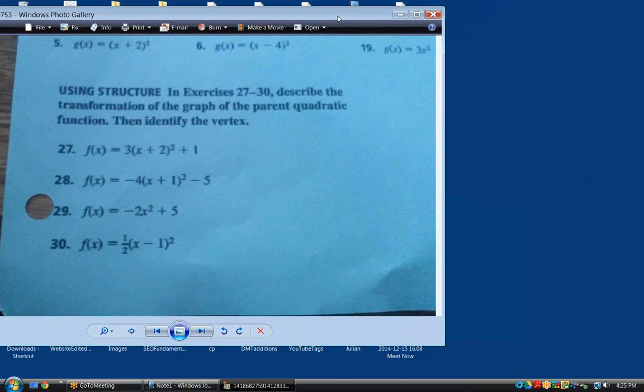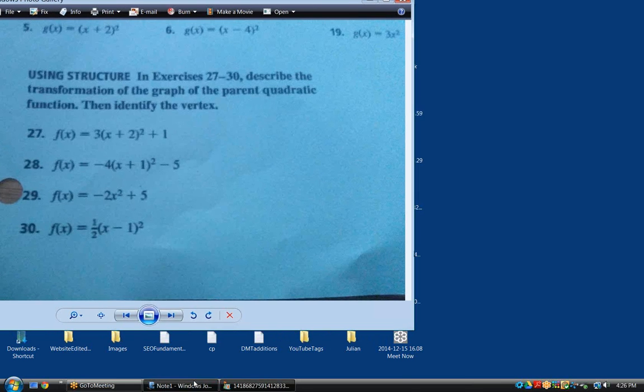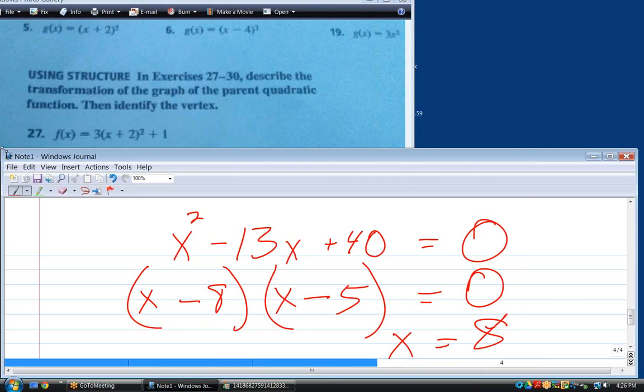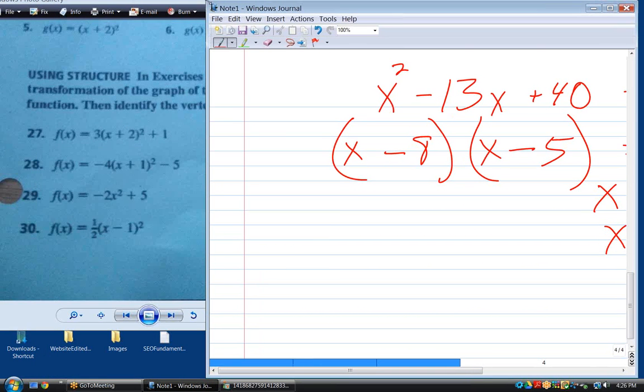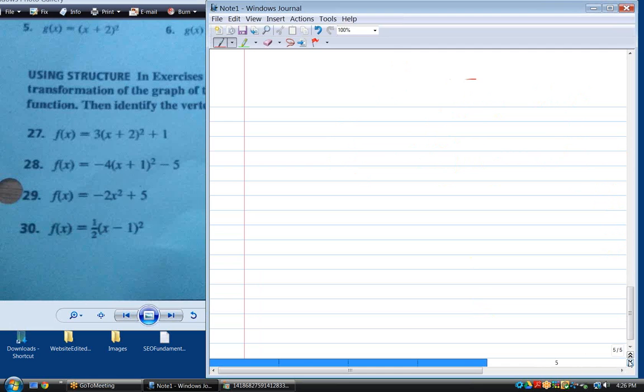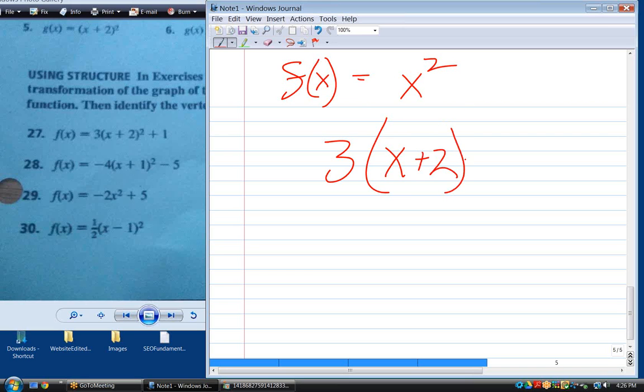You need to look at 5, 6, and 19, or just 27 through 30? Just 27 through 30. Okay. What's the elementary function in 27? Is it just x squared? Yeah. So we need to figure out what's going on to this that's different than my elementary function. I got three things that are happening.